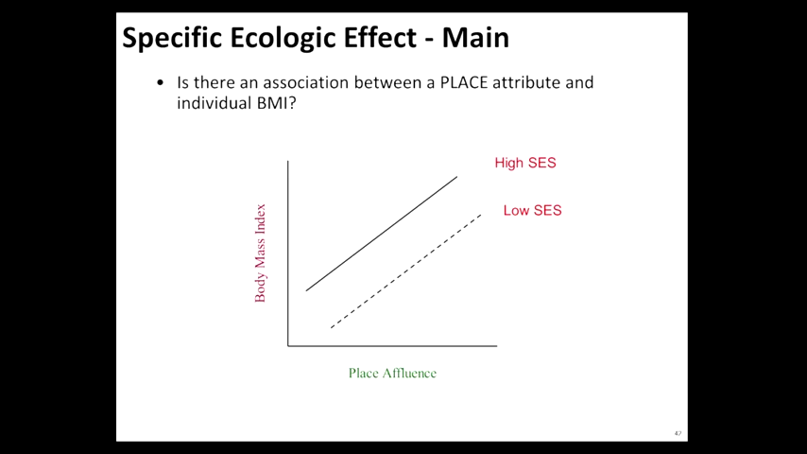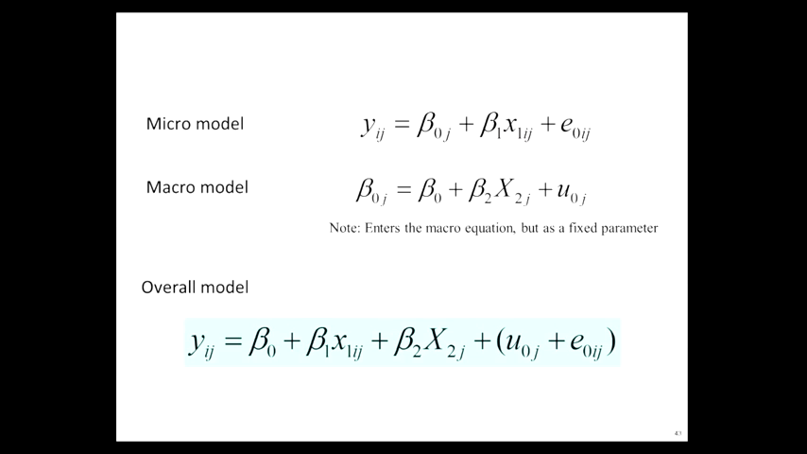So for example, in this slide, we show whether there is an association between the affluence of a particular place and the BMI. So the affluence of a particular place is a place level characteristic. So in this particular graph, we just show a main effect. There is an effect of individual SES, but there is also an effect of place affluence. So richer the place, higher the BMI. And this can again be specified within these multi-level models in the following way.